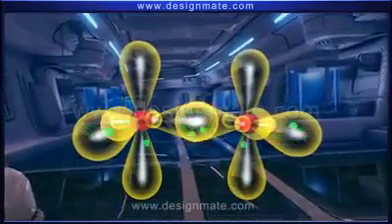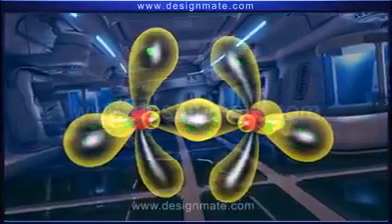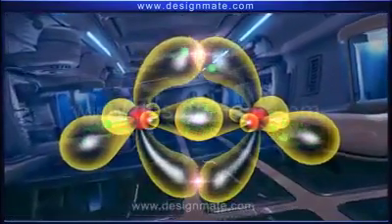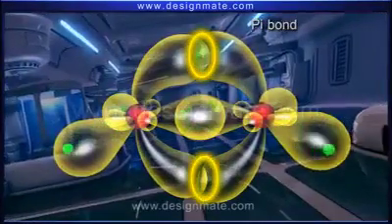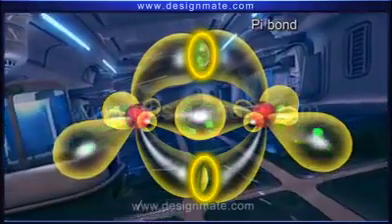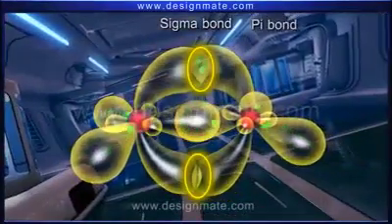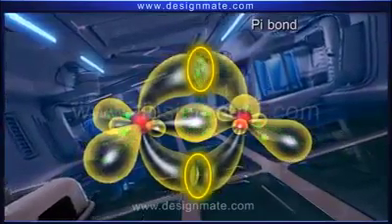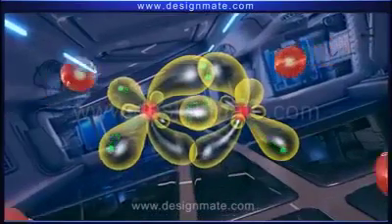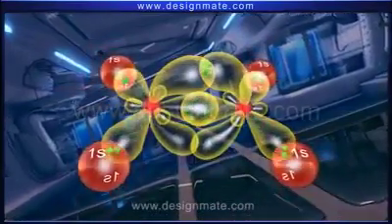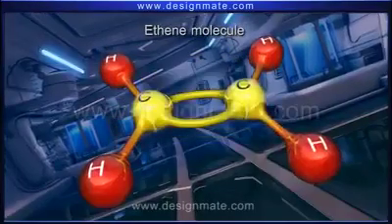At this stage, the unhybridized p orbitals which lie above and below the plane of the sigma bond also come very close to each other and overlap laterally, resulting in the formation of a pi bond between the two carbon atoms. Thus, there exists one sigma and one pi bond between the two carbon atoms. The other two valencies of each of the carbon atoms are satisfied by 4 1s orbitals of hydrogen, hence forming an ethene molecule.